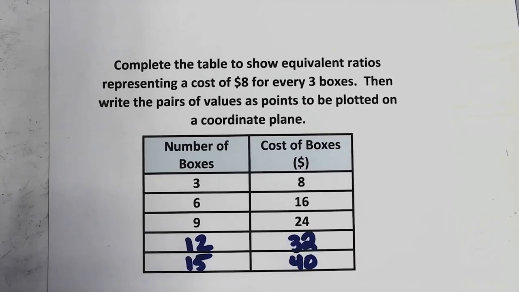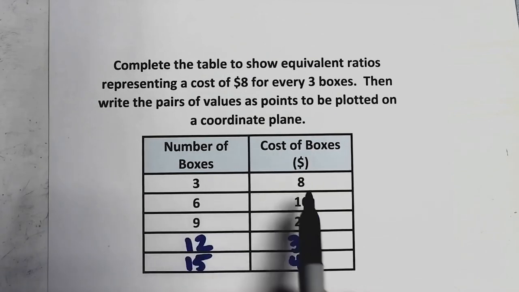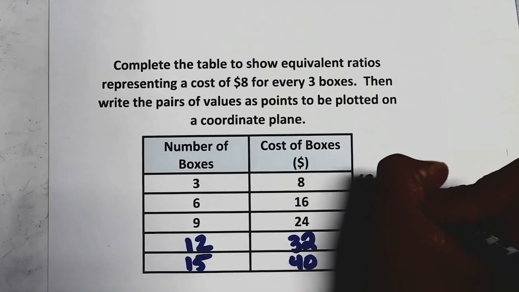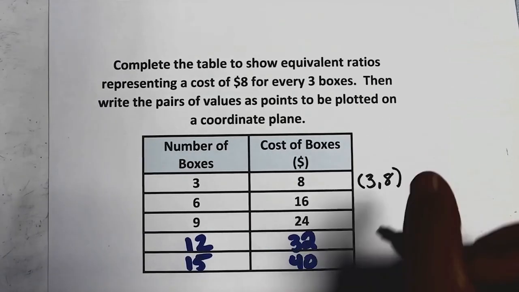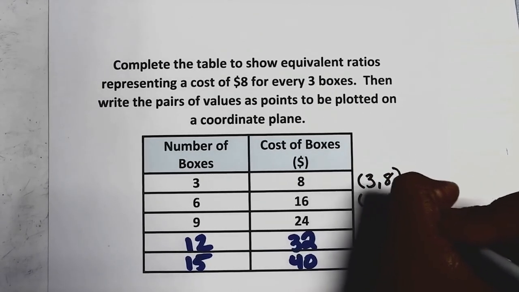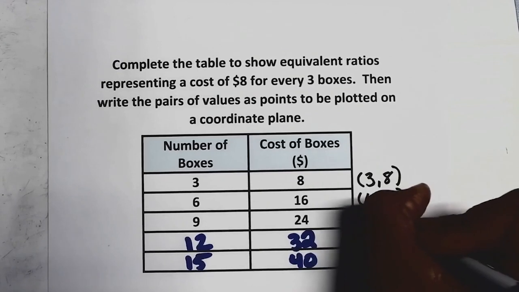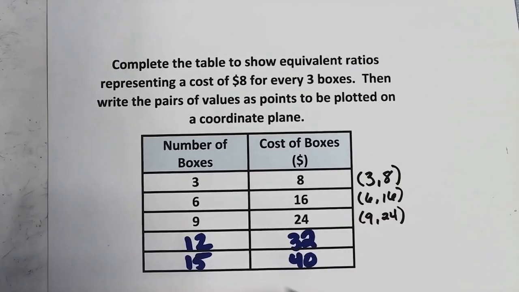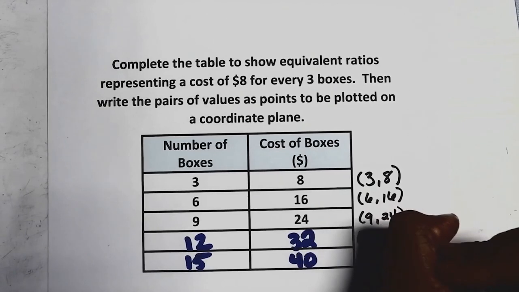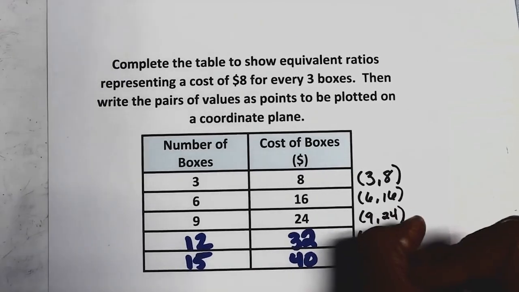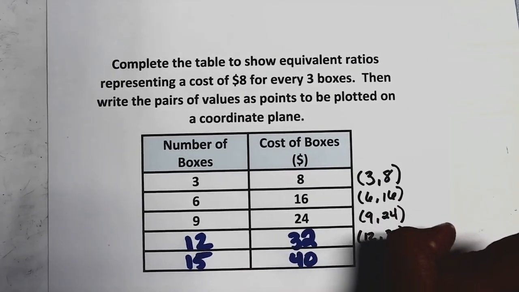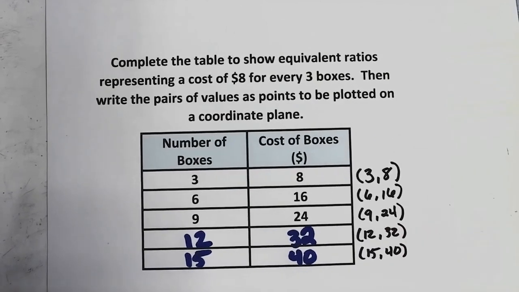So now we can start creating our ordered pairs from this information that we have. So my first ordered pair, 3 to 8. So that'd be 3, 8. My next, 6, 16, 9, 24, 12, 32, and 15, 40. So now we know we could graph them, but the question only asks us for the points.